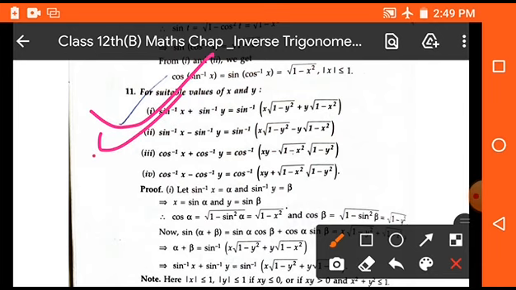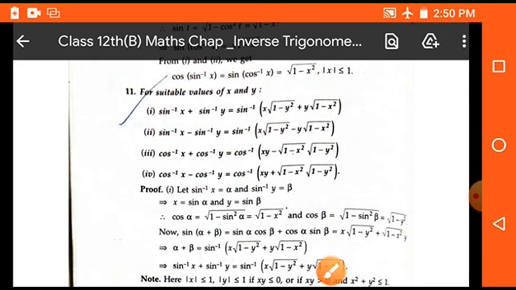square. Now cos inverse x plus cos inverse y is equal to cos inverse in bracket xy minus under root 1 minus x square multiplied by under root 1 minus y square. In the same way, the fourth one is cos inverse x minus cos inverse y is equal to cos inverse in bracket xy plus under root 1 minus x square into under root 1 minus y square. So these are the important formulas.